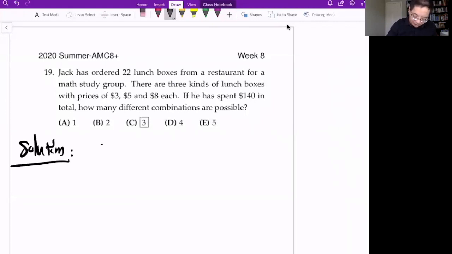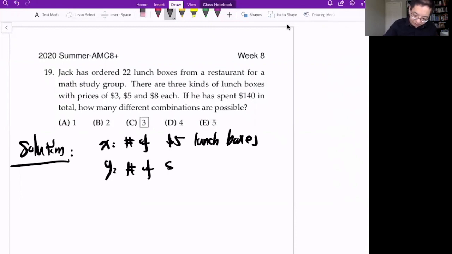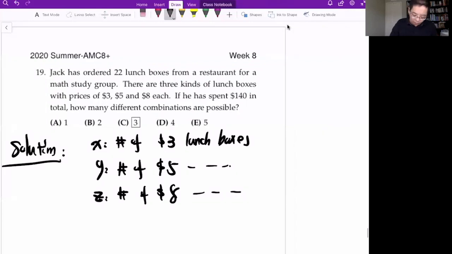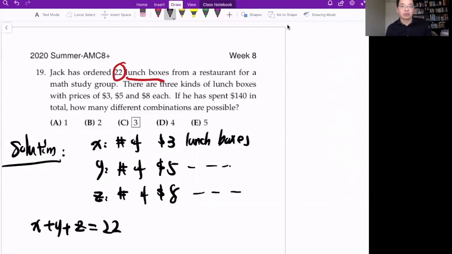I introduce variables. Let's put X as the number of $3 lunch boxes, Y as the number of $5 lunch boxes, and Z as the number of $8 lunch boxes. Then quickly we get 2 equations, because the total number is 28 lunch boxes. So I have x plus y plus z is 28, which is obvious.